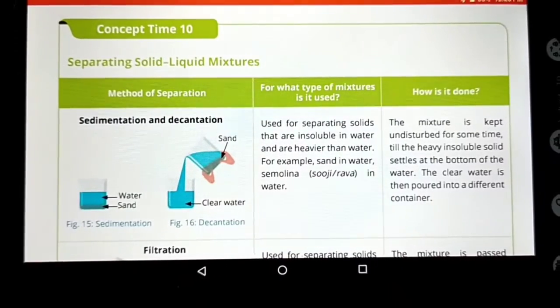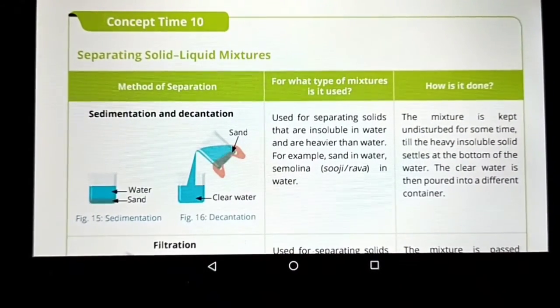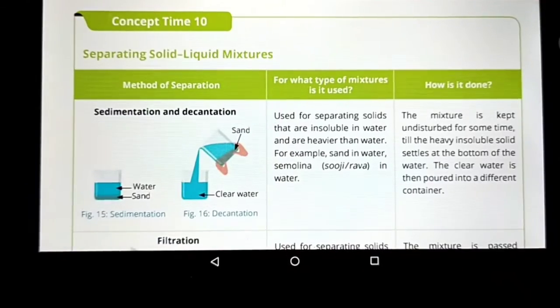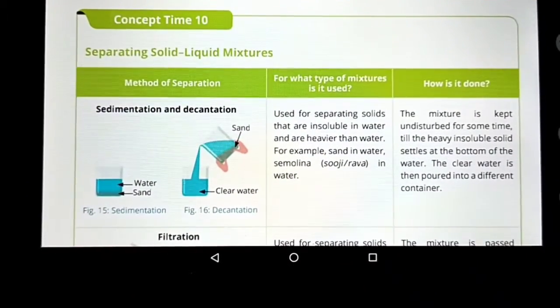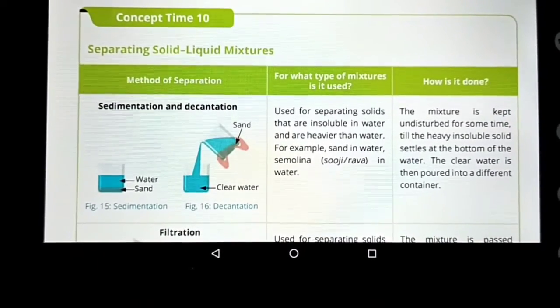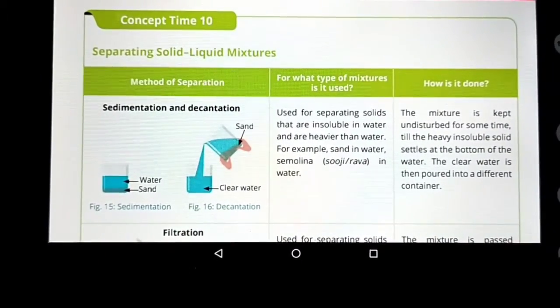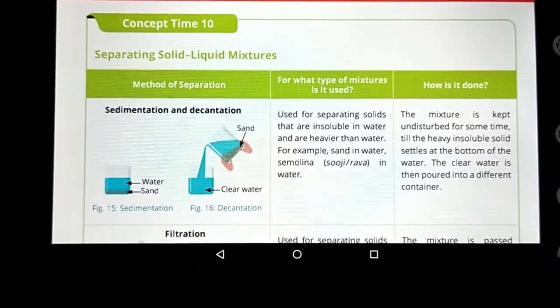Sedimentation means we will keep the mixture undisturbed for some time. What will happen? The heavier particles of the solute settle down and the water remains on the top. Like this way we can separate the sand and clean water. We can pour the clean water in another container.